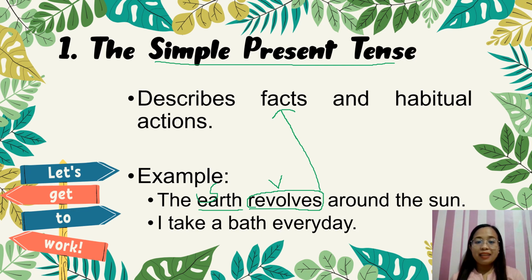Let's read: I take a bath every day. Let's study the sentence. Which is the subject? The subject is I. How about the verb? The verb is take. This is the verb. Let's write letter B for the verb, and for the subject, let's write letter S. Notice the expression of time, every day. When we use the words every day, that signals us that the sentence is in the present tense. Alright, now let's have another one.